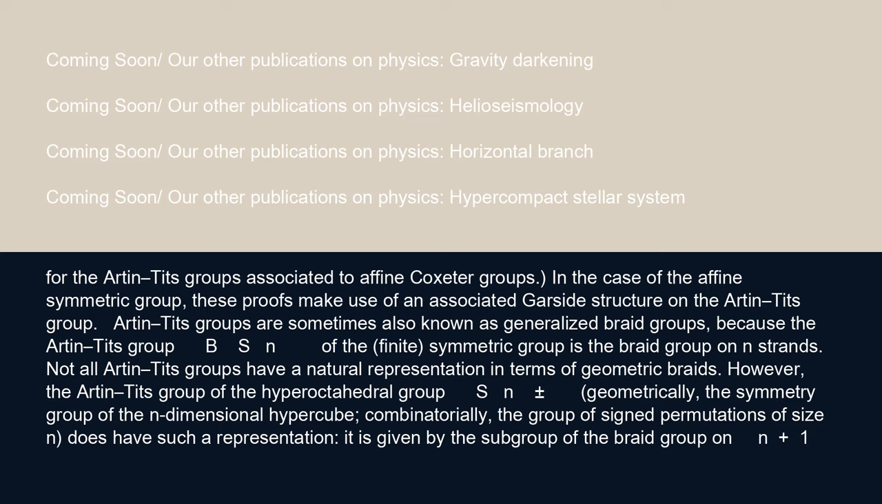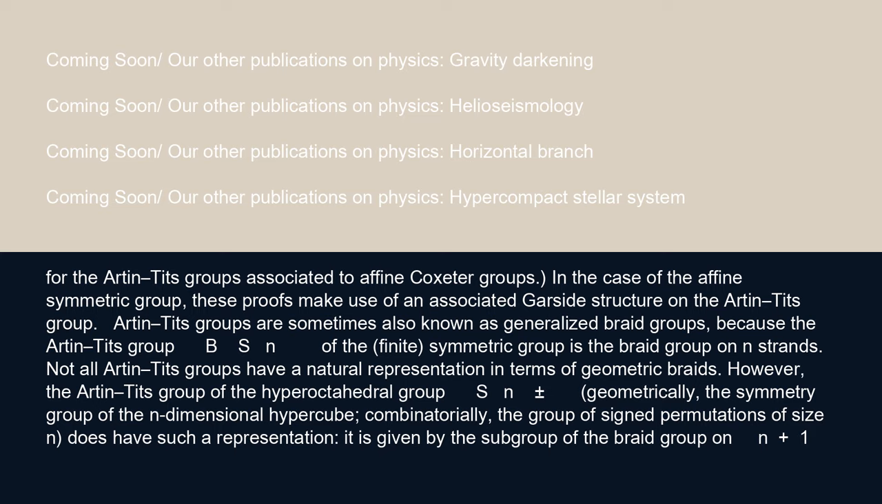Artin-Tits groups are sometimes also known as generalized braid groups because the Artin-Tits group B_{S_n} of the finite symmetric group is the braid group on n strands. Not all Artin-Tits groups have a natural representation in terms of geometric braids. However, the Artin-Tits group of the hyperoctahedral group S_n^{±}, geometrically the symmetry group of the n-dimensional hypercube, combinatorially the group of signed permutations of size n, does have such a representation.